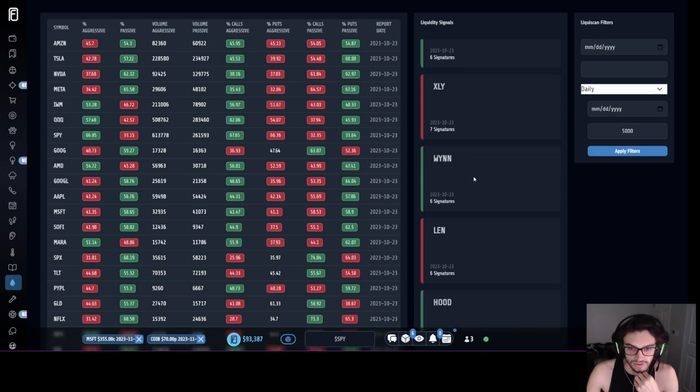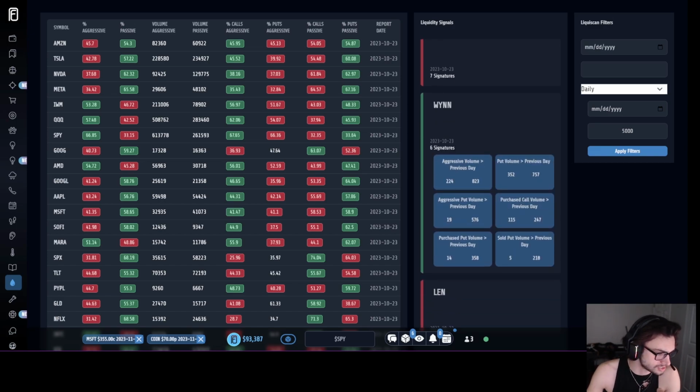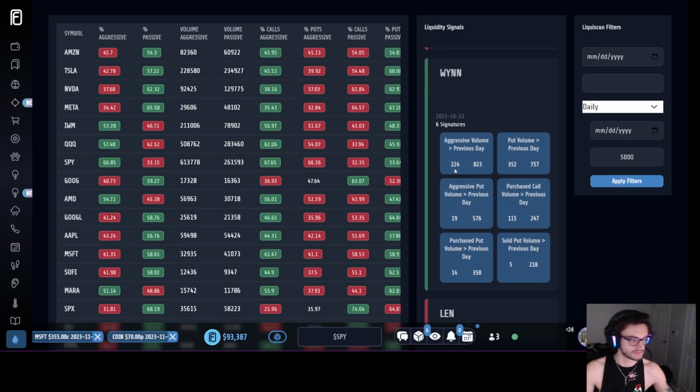So if we go to SPY right here, we have 6 signatures of liquidity alerts. We can see that the aggressive volume was greater than the previous day. So last Friday's was 224 aggressive volume, and today was 823. So that's almost a 4x increase. The put volume increased almost 100%. The aggressive put volume increased.